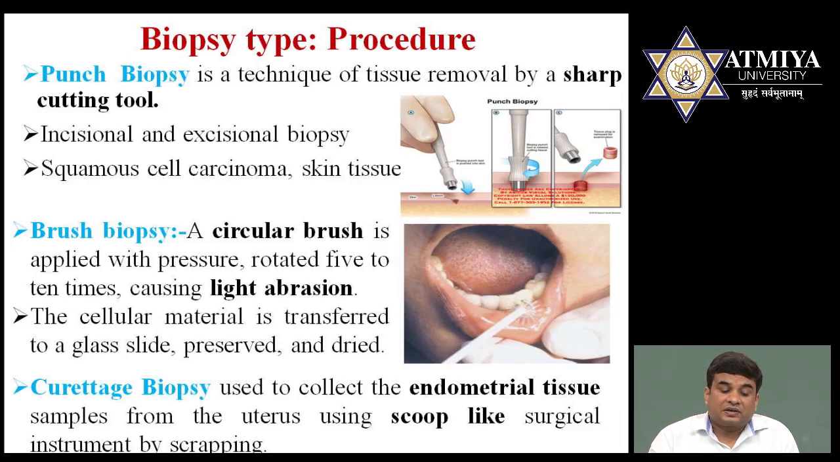And the last type is the curettage biopsy. In curettage biopsy, you use a scoop-like surgical instrument for the collection of tissue from the uterus. You scratch this scoop inside the uterus and collect the sample.